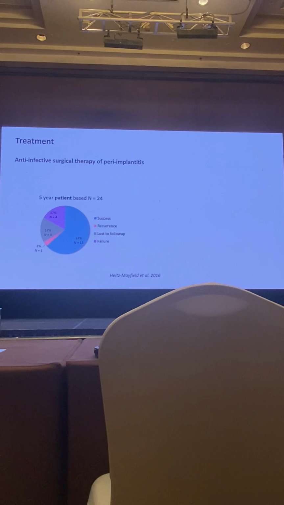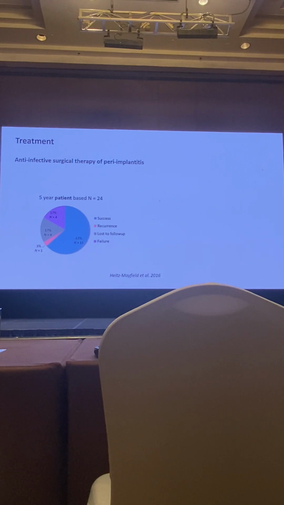So the patient-based data of the 24 patients: 4 of these patients, in the gray, were lost to follow-up, so they didn't come back, which left 20 patients. 15 of the patients, or 63%, had success, no recurrence of the disease. So almost 2/3 of the patients had no recurrent peri-implantitis. I mean, that's a good news story, isn't it? 5 years, no recurrence. Of course, there were some that had recurrence of the disease.